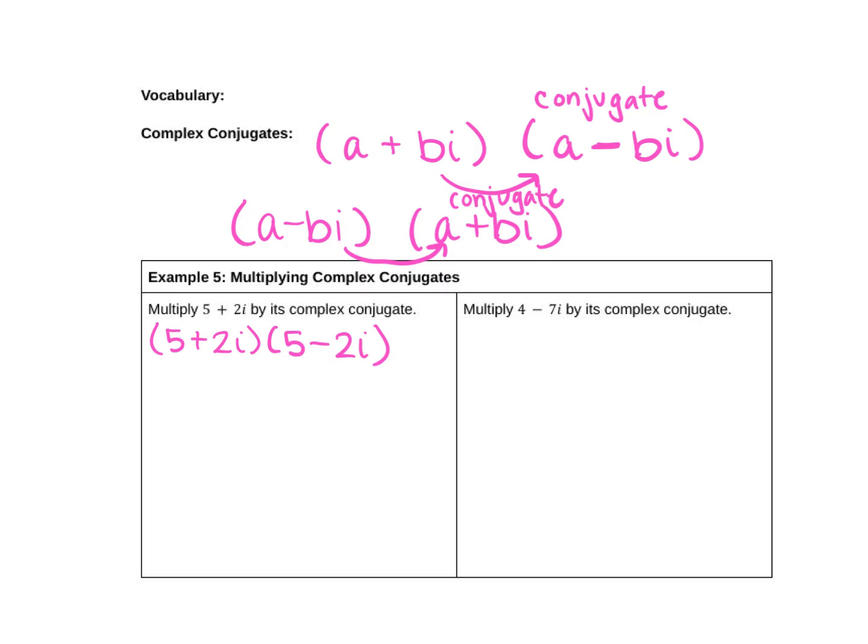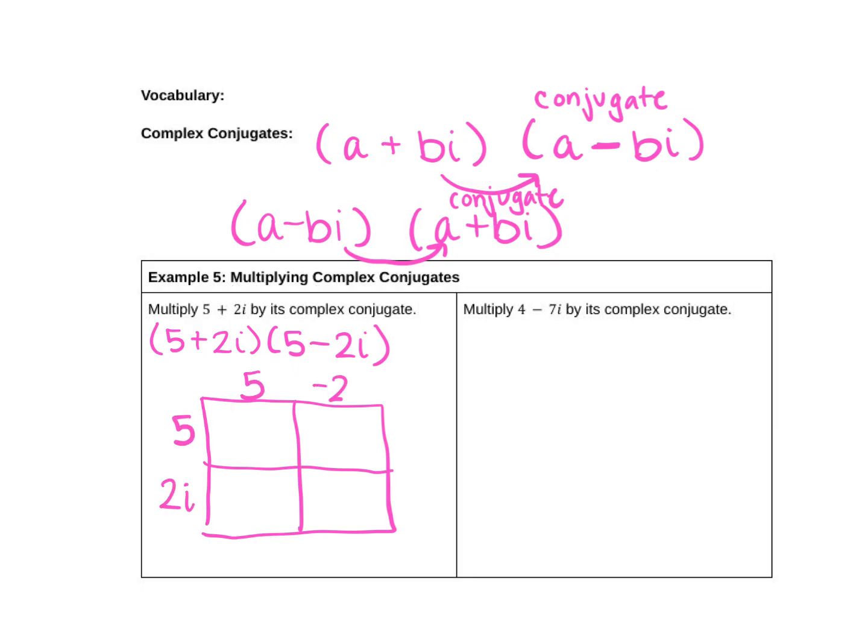So now all we got to do is multiply that together. And what's our method to use? What's our method when we have two polynomials? It's just like the last one we did. Box method, yep. So let's see what happens when we box method this guy. So we've got 5 and a positive 2i, and then 5 and a negative 2i.